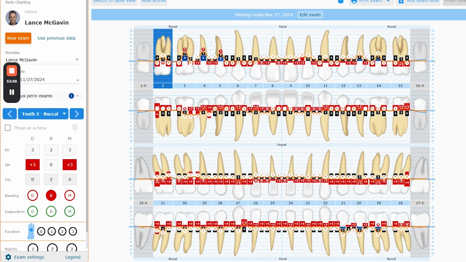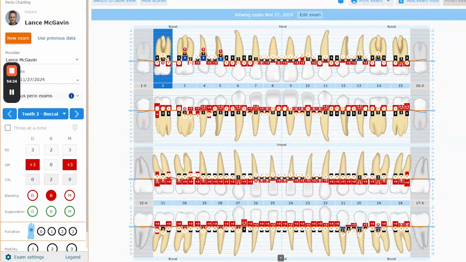I'm going to show you this person. This is actually me. And so I'm going to show you what these probing depths look like. Okay, so here we've got a 3 millimeter probing depth on the distal of 2. 3, 2, 3. Now, when the hygienist came back through and did gingival margins, guess what happened? +3.